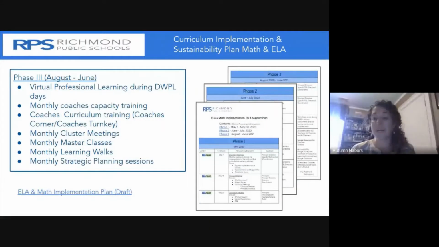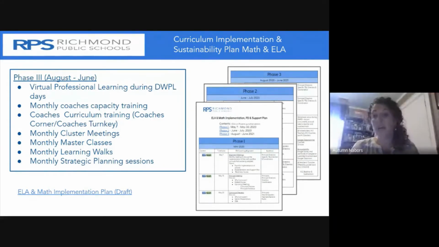And then phase 3 is the ongoing support. By no means do we want to launch this, learn curriculum, have this deep dive this summer, and then when we actually have students be like, you're on your own, good luck. Our intention is that there needs to be ongoing support, and not just this first year, but throughout the implementation and the sustainability, so we can ensure that we're learning and growing together with this curricula that best supports our students.